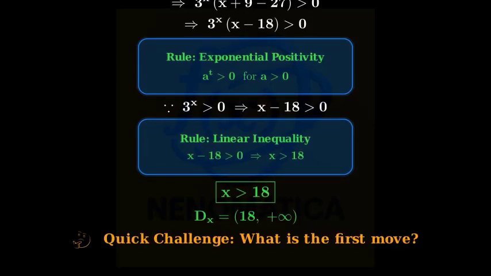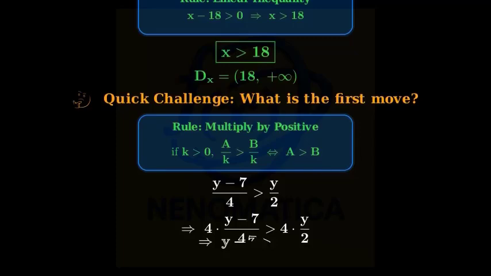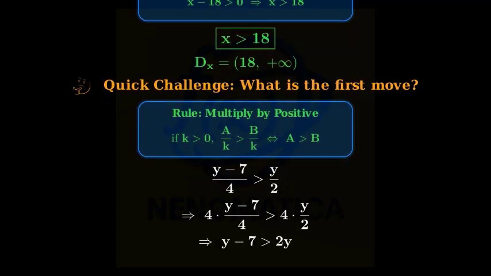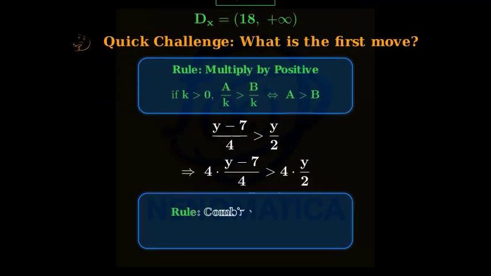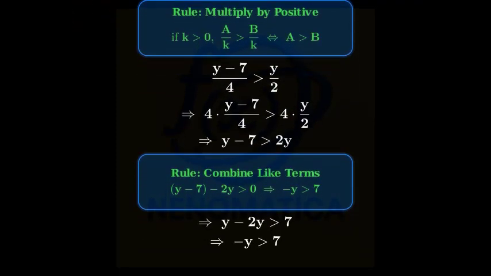Step 6. Clear denominators by multiplying both sides by 4, a positive number, which keeps the inequality direction unchanged. Step 7. Move terms to one side to isolate y. Subtract 2y from both sides to obtain -y greater than 7.